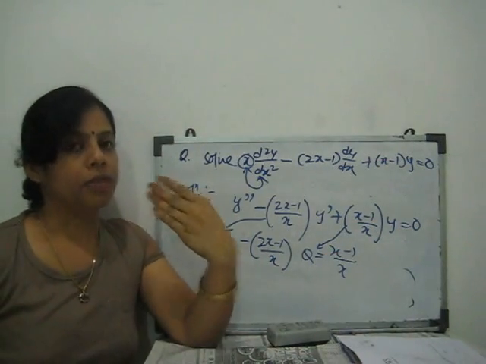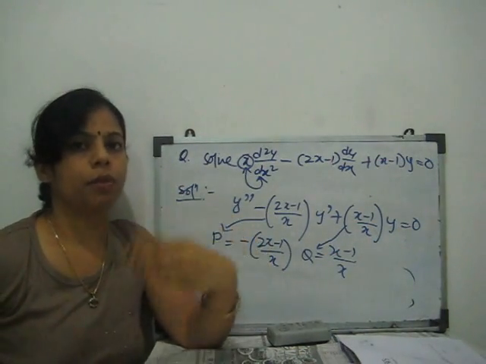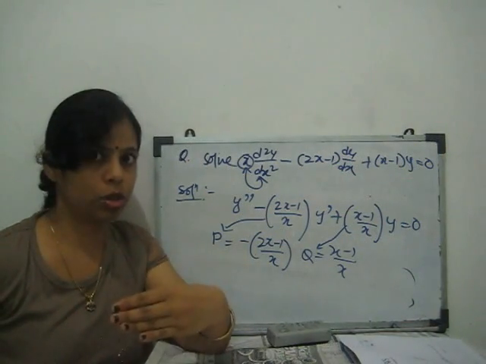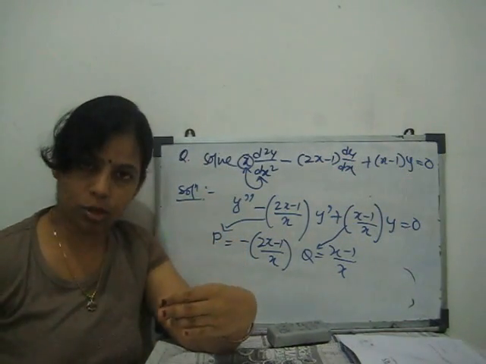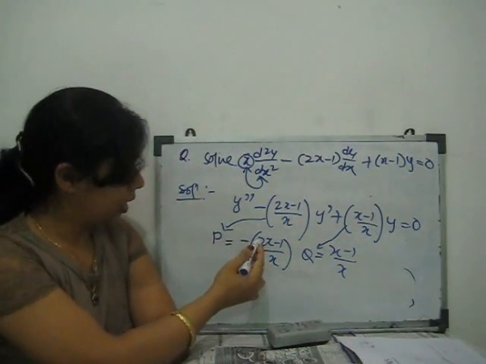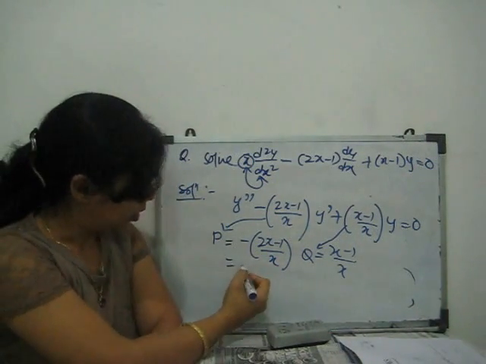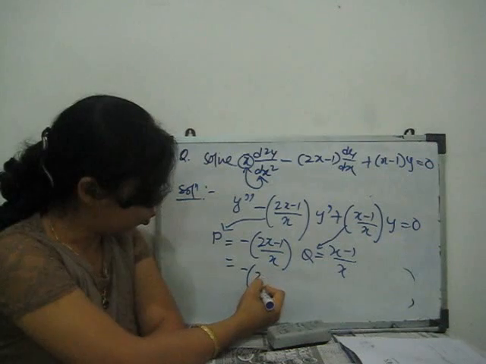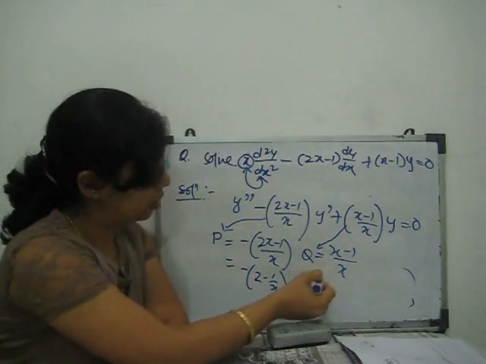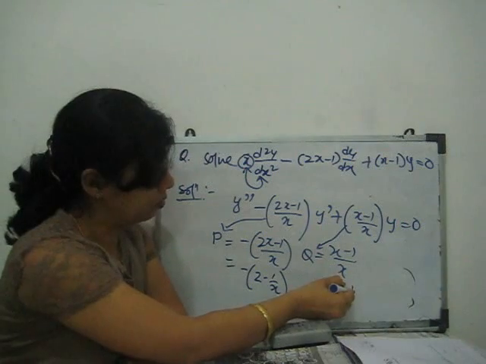Now you check which equation is satisfied. 1 plus p plus q is equal to 0, 1 minus p plus q is equal to 0, p plus q x is equal to 0, or whatever. So here if we check, see, this is minus 2x minus 1 by x and this is x minus 1 by x.